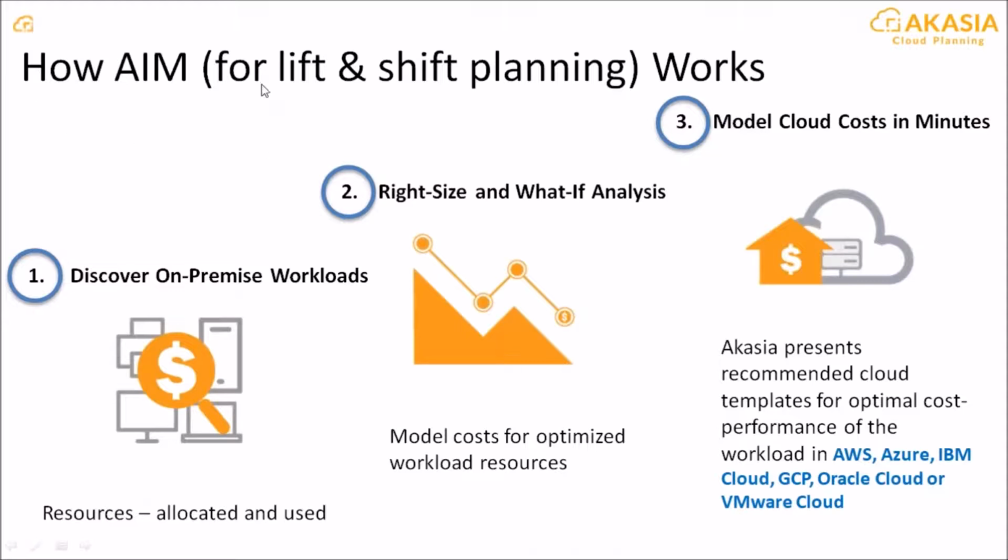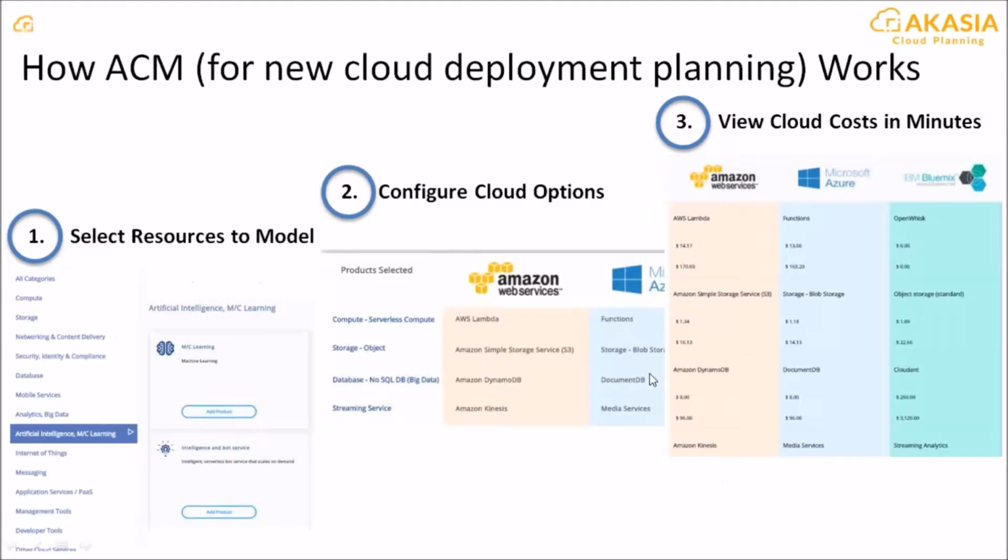So we'll go into a little bit about AIM, how it works. So you would first discover the on-prem environment, and when we go through a demo, I'll show you how that's done. Then we do the right sizing and what if analysis. And this is where you vary different options. And then finally, we model cloud costs in minutes. So you get the entire modeling done in just 30 minutes or less.